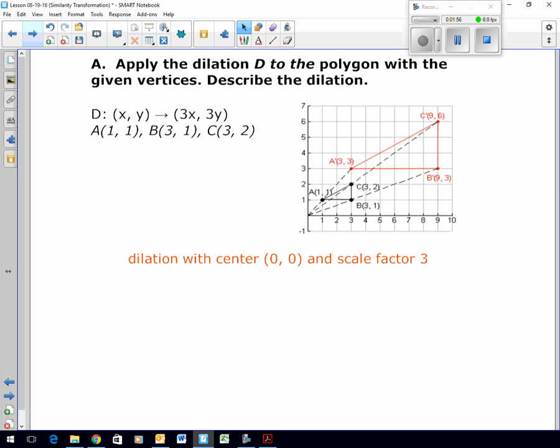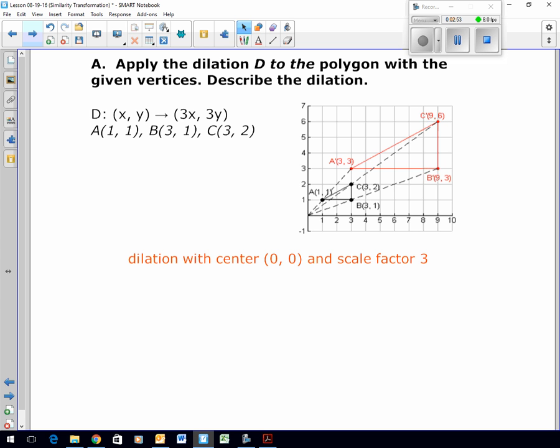If I applied the dilation D to the polygon with the given vertices, and then I was asked to describe the dilation, check out what happens. The dilation (x, y) gets applied with a scale factor of 3. So I multiply the original coordinates by 3. Every coordinate gets multiplied by 3. I start at (1, 1), (3, 1), and (3, 2). A goes from (1, 1) to (3, 3), multiplied by 3. (3, 1) becomes (9, 3). (3, 2) becomes (9, 6). A, B, and C become A prime, B prime, C prime.